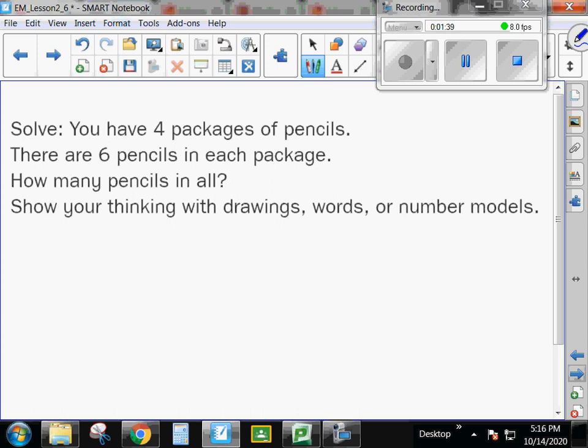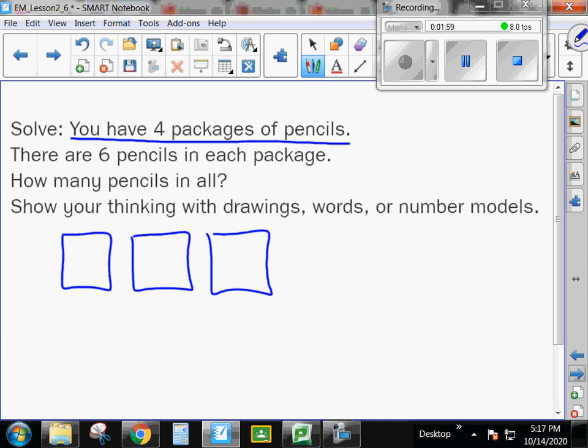All right, so let's look at this problem. It says that you have 4 packages of pencils. There are 6 pencils in each package. How many pencils in all? So the very first thing I do when I look at a problem is I start to draw a picture. It says you have 4 packages of pencils. So even without reading anything else, I just like to go ahead and draw my 4 packs of pencils. I might not know what I'm going to do with those packs yet, but I have them drawn. I'm kind of pulling out the information I know.